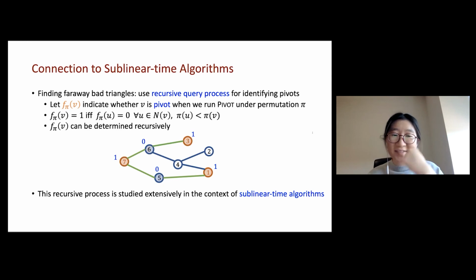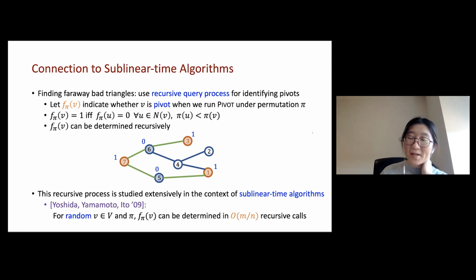So this simple recursive process is studied extensively in the context of sublinear-time algorithms. And in particular, in this beautiful work of Yoshida, Yamamoto, and Ito, they show that for a random vertex v and random permutation, f_pi(v) can be determined in O(m/n) recursive calls, where m is the number of edges in the graph.